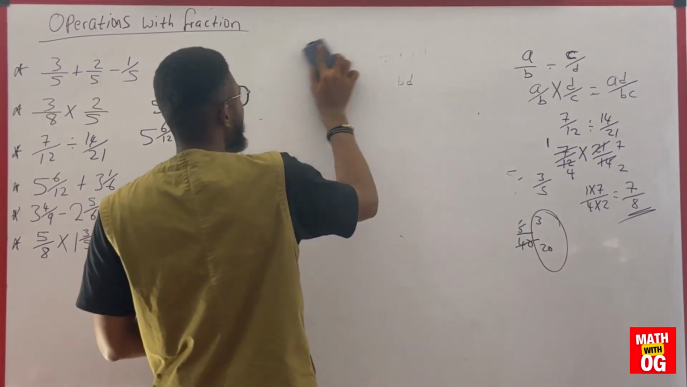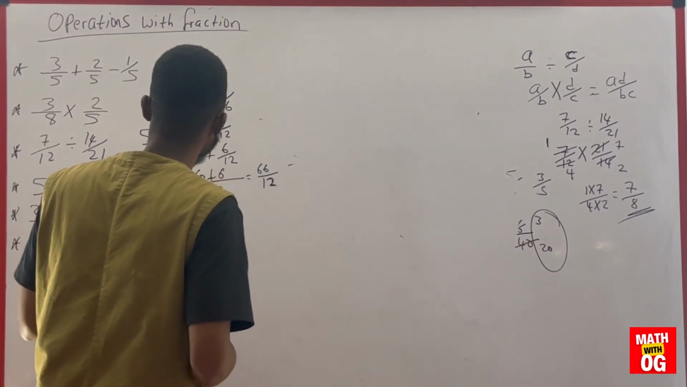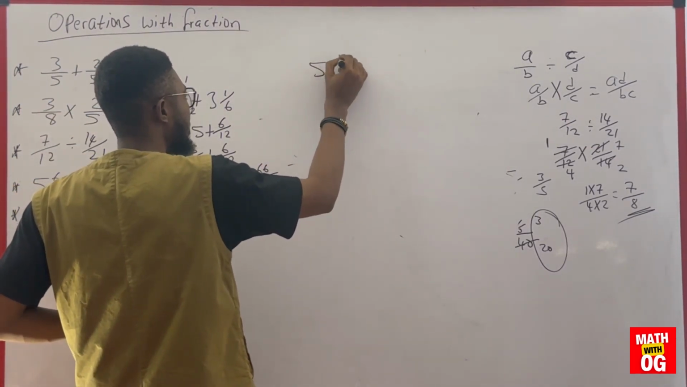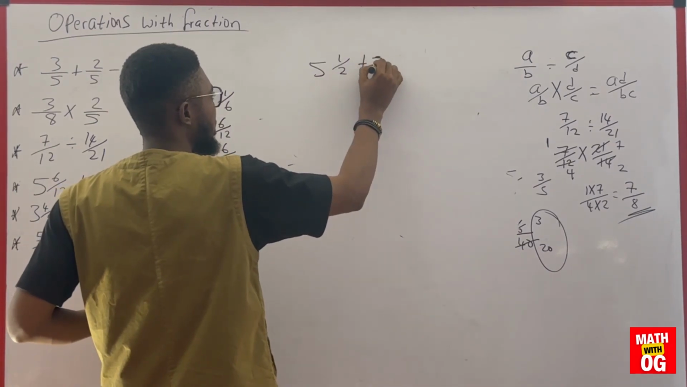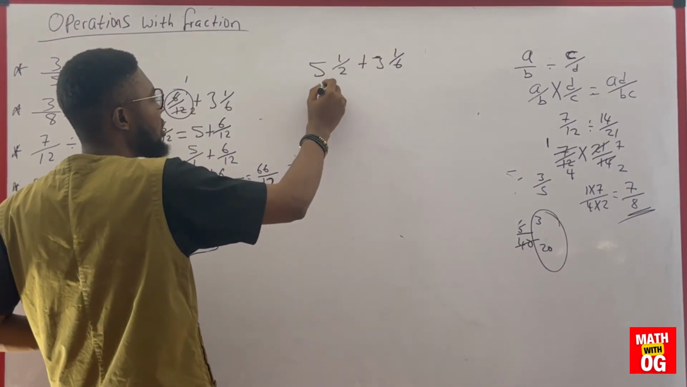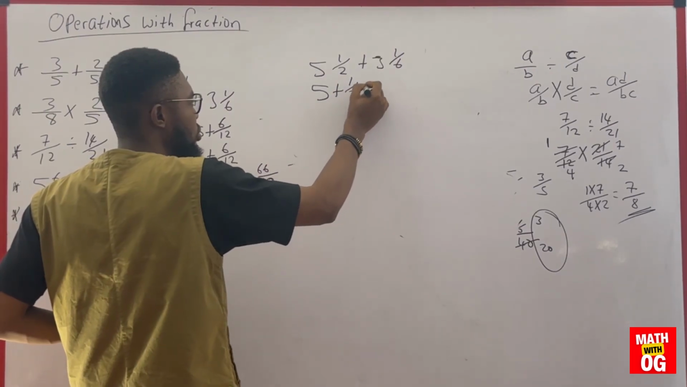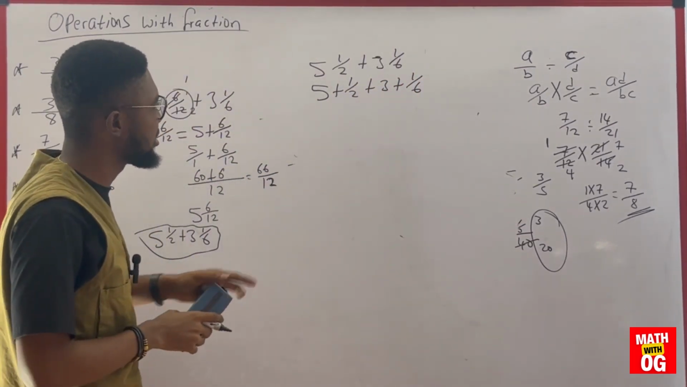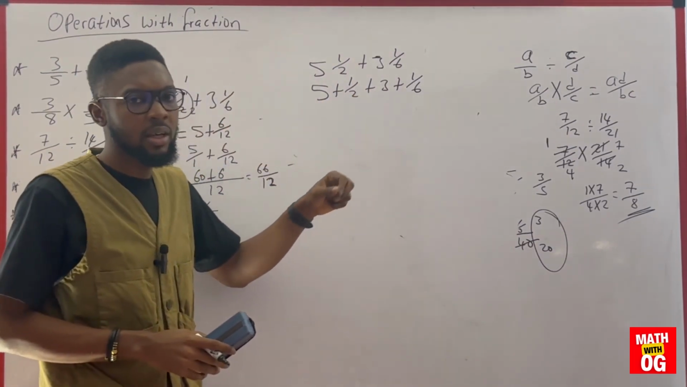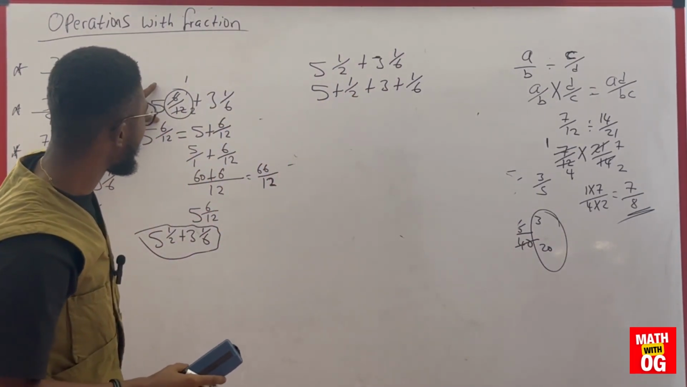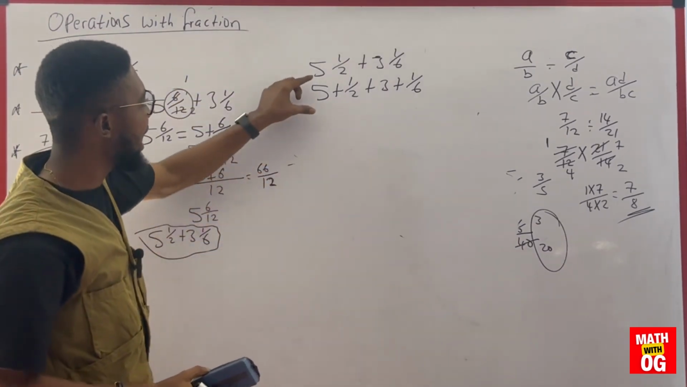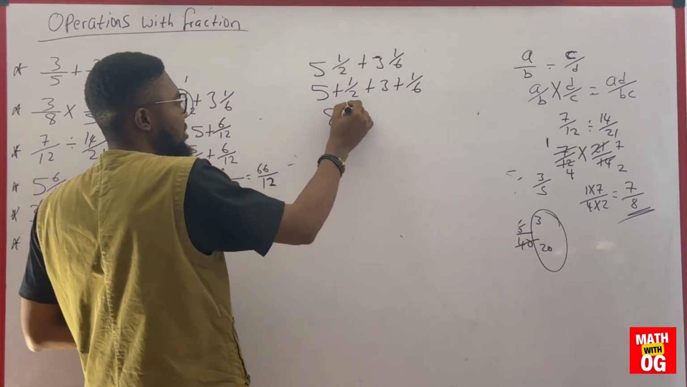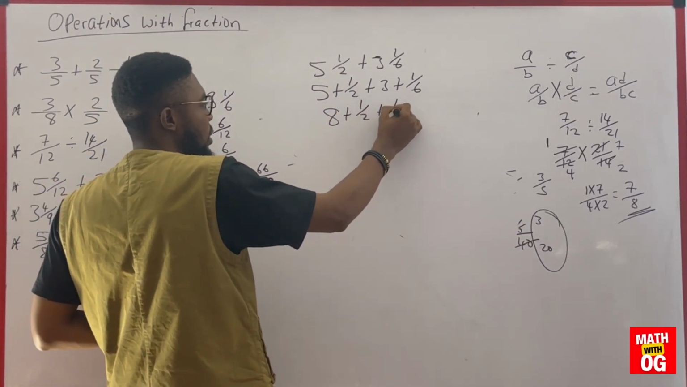Now, since I just mentioned that 5 whole number 6 over 12 is the same thing as 5 plus 6 over 12, let's bring this to the other side. We have 5 1 over 2 plus 3 1 over 6. I can change this to 5 plus 1 over 2 plus 3 plus 1 over 6. Makes more sense. So I can now add the whole number part. This is better than converting to improper fraction before solving. Add this whole number part to this whole number part. 5 plus 3 is 8. So I have 8 plus 1 over 2 plus 1 over 6.